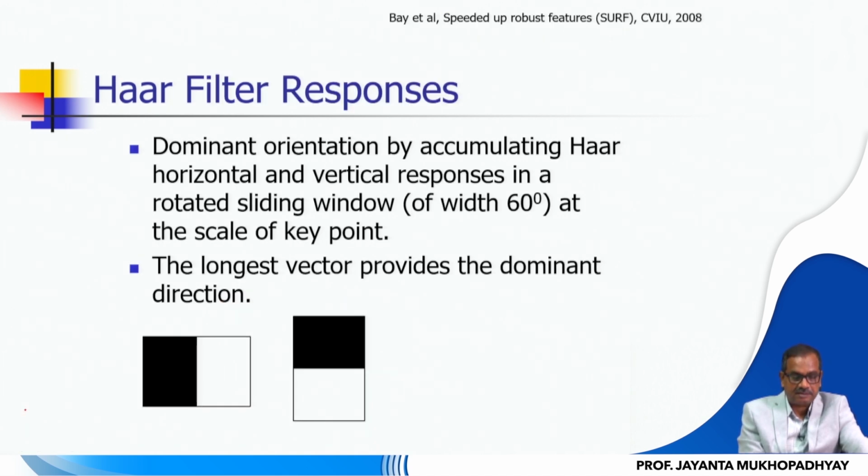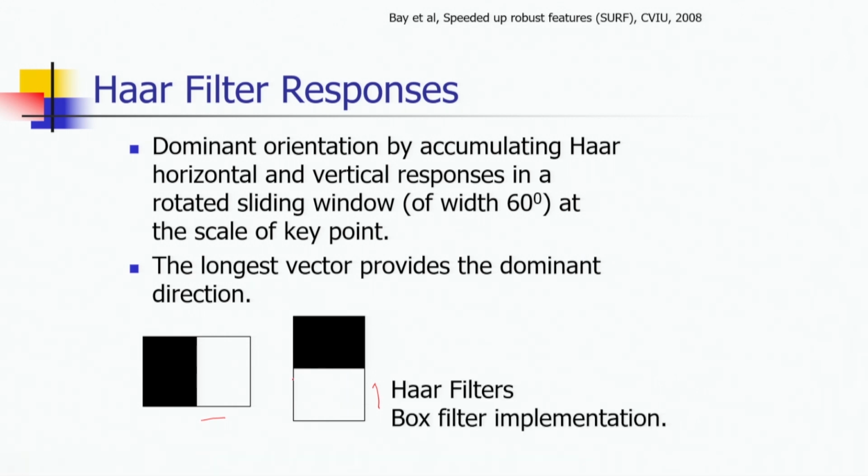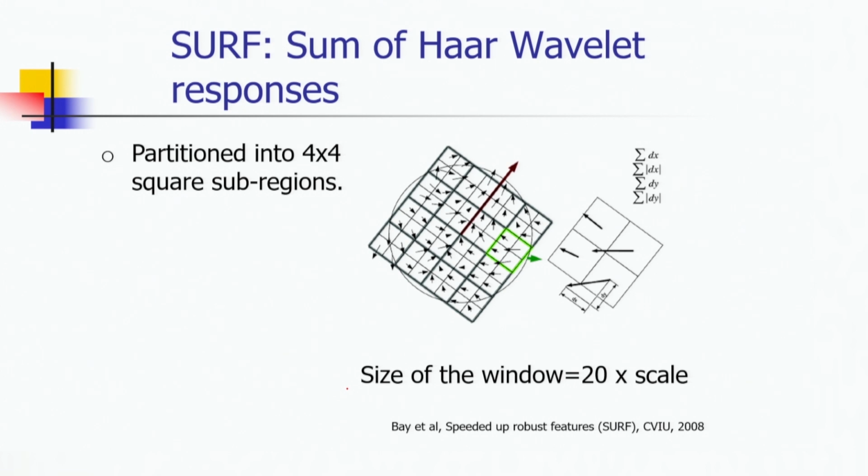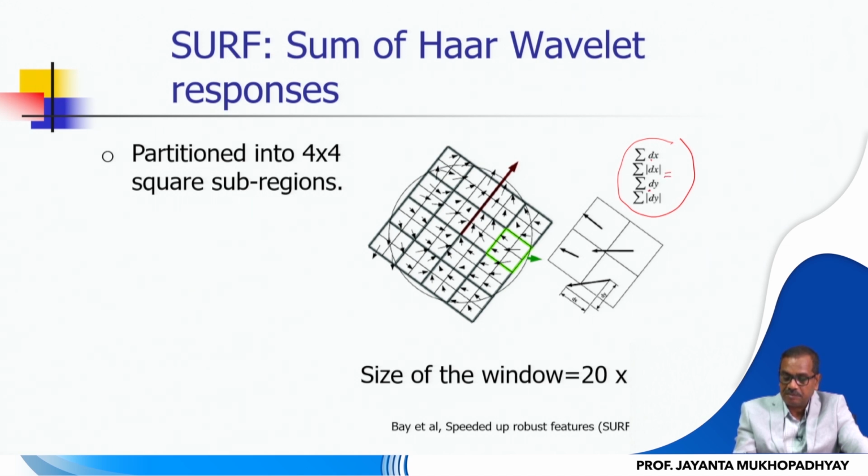For Haar filter responses, you are considering Haar wavelets in the dominant orientation only. As I mentioned, this is for gradients along the horizontal and vertical directions with a larger filter scale. This also is implemented through box filters. That is the advantage, and for example, it requires 6 operations. Finally, you accumulate the statistics of only those filtered values: the sum of the horizontal gradients, the sum of their magnitudes, the sum of the vertical gradients, and the sum of their magnitudes. That is what you are doing.